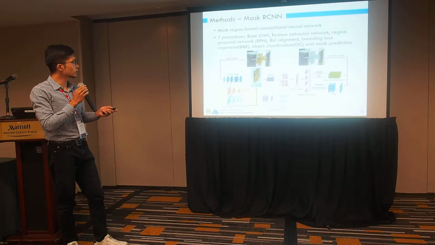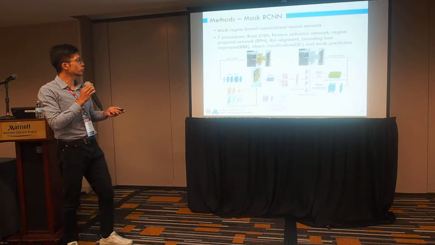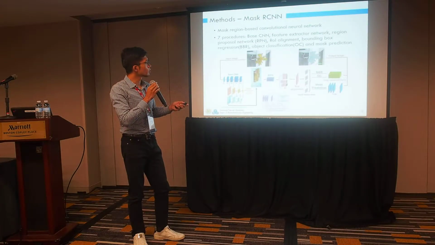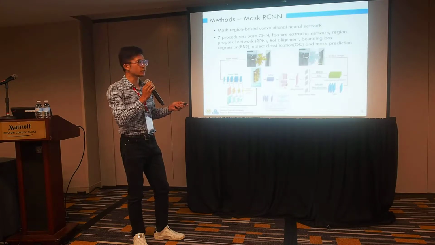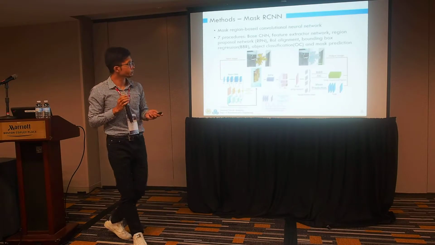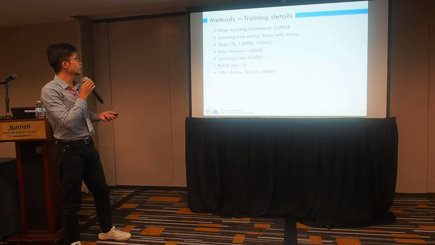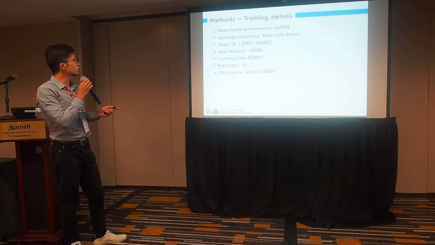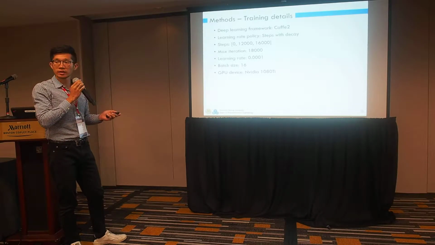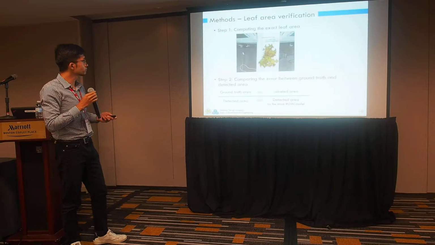So here's the result of this model. You can see that the green box is the bounding box regression, on the right is the object classification, and the mask you can see here is the result of the mask prediction. So here's my training detail. I use Caffe2 as my deep learning framework, and the learning rate policy is step with decay. And I will use the NVIDIA 1080 Ti as my GPU device.